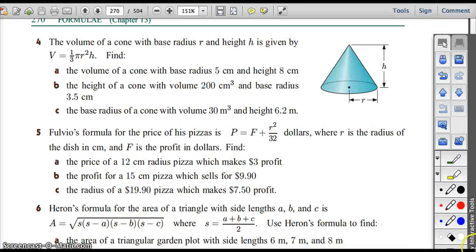So the volume of the cone, so that was fine for you? Yeah, I got A and B right. Righto. Yep, so that's right. It's this one, the base radius. So you're finding that. So V equals 1/3 pi r squared h. So V is 30 equals 1/3 times 3.142 times r squared, which is the unknown, times h, which is 6.2.